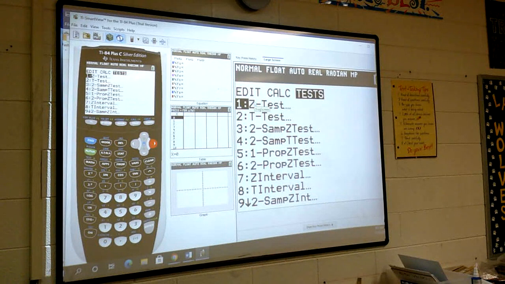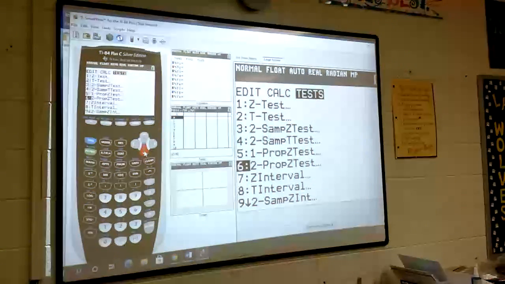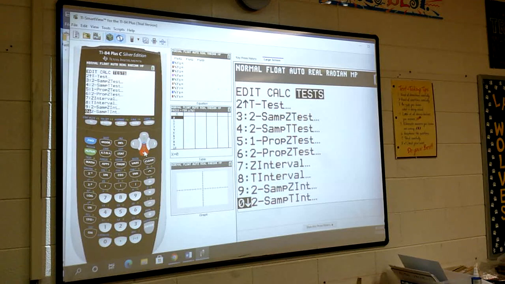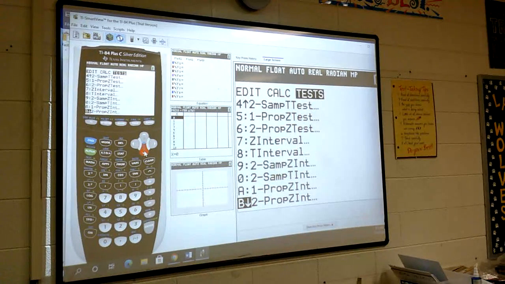So there's a z-test. There's also a t-test, because there's going to be a t-score. There's a two-sample z-test. When you have two things you're talking about, there's a two-sample t-test. So you see 4 things there. Those all deal with means. Then we're going to talk about proportions. We have a 1 proportion z-test, a 2 proportion z-test, a z-interval, a t-interval, a 2-sample z-interval, keep going, a 2-sample t-interval, a 1 proportion z-interval, and a 2 proportion z-interval.